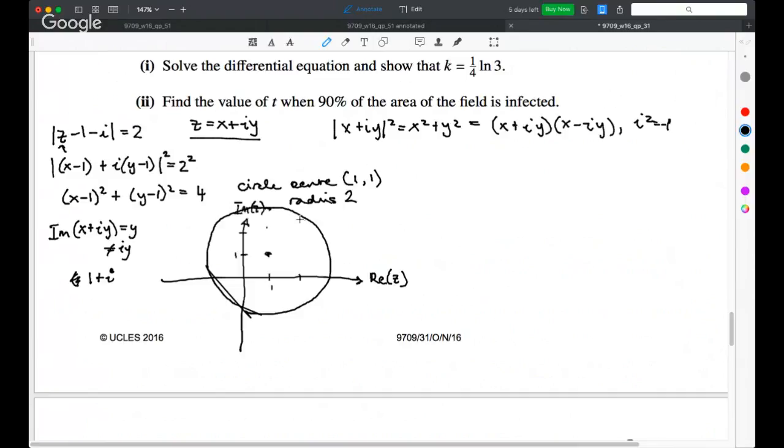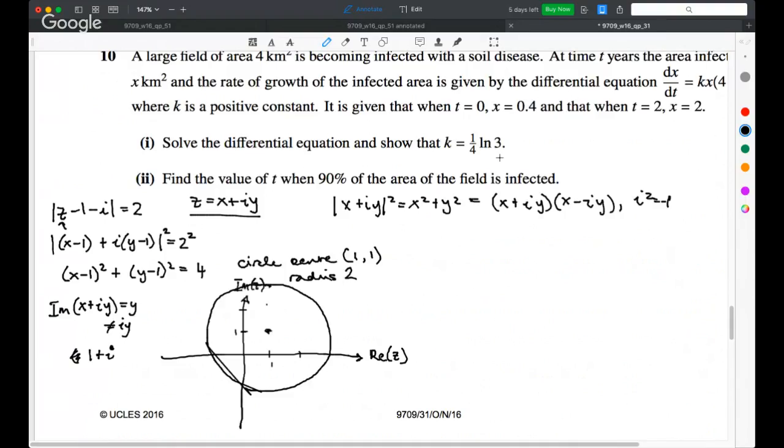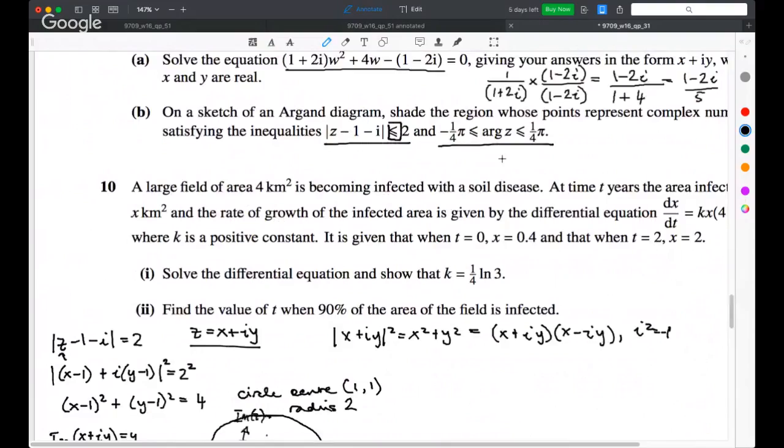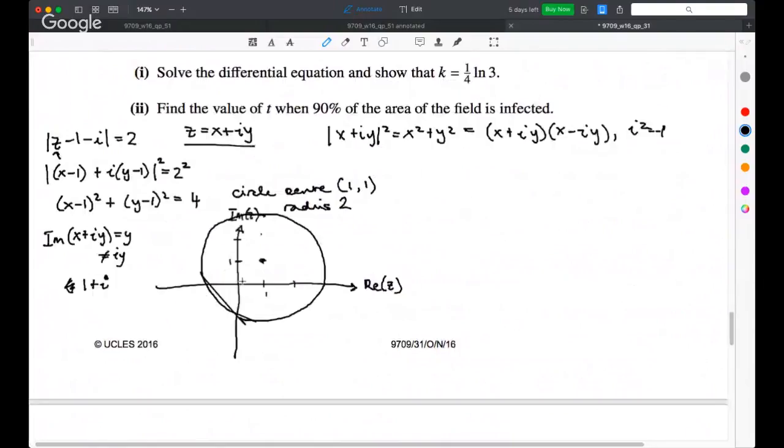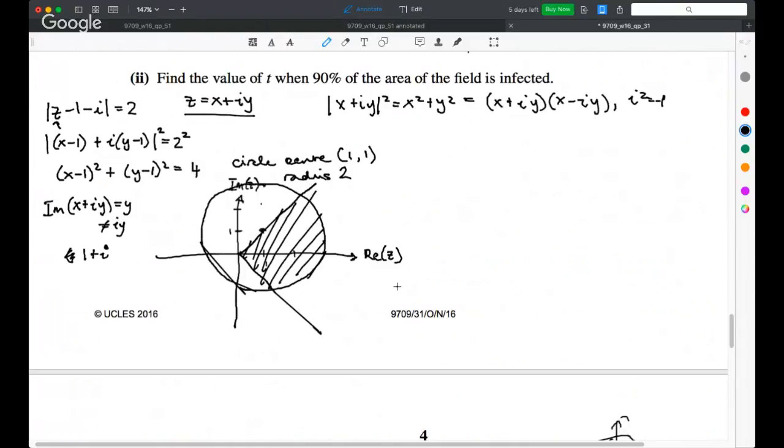And the next part tells us that the argument of complex numbers must be between pi over 4 and minus pi over 4. Well, the argument is just the angle, obviously. And pi over 4 is 45 degrees. So that would be the upper limit. That would be the lower limit. And this is the allowed area. And that's all they ask for this question, is just sketching.